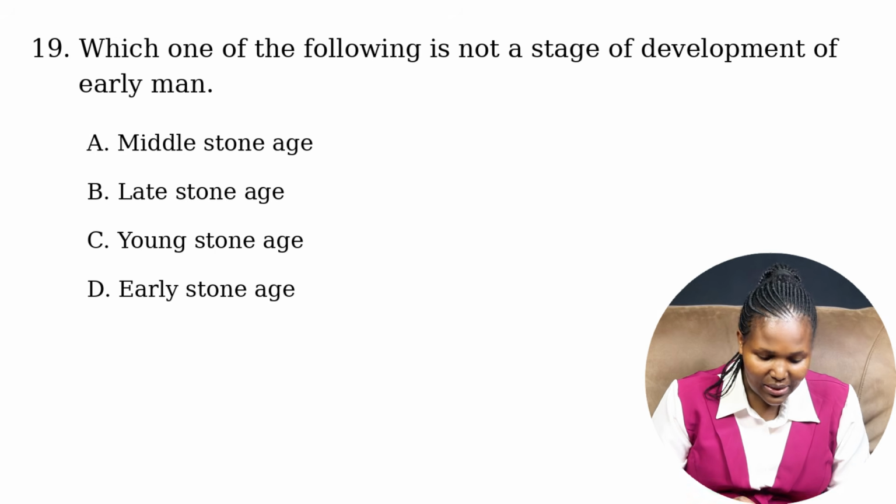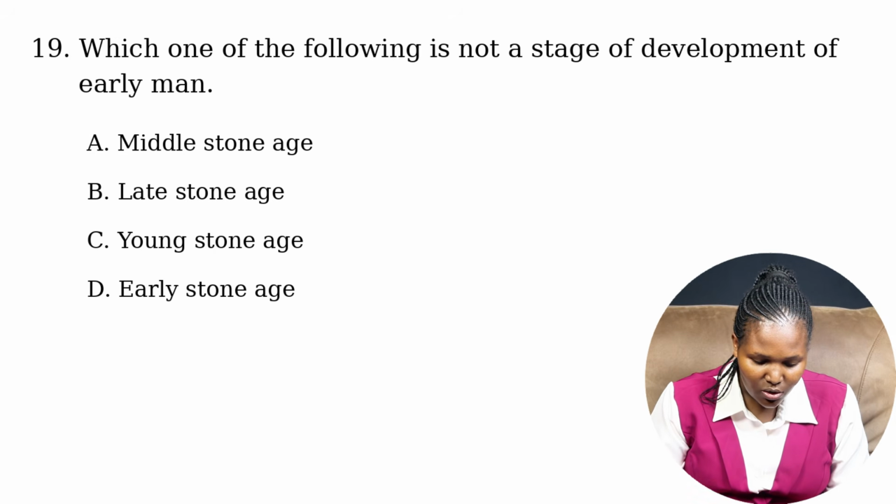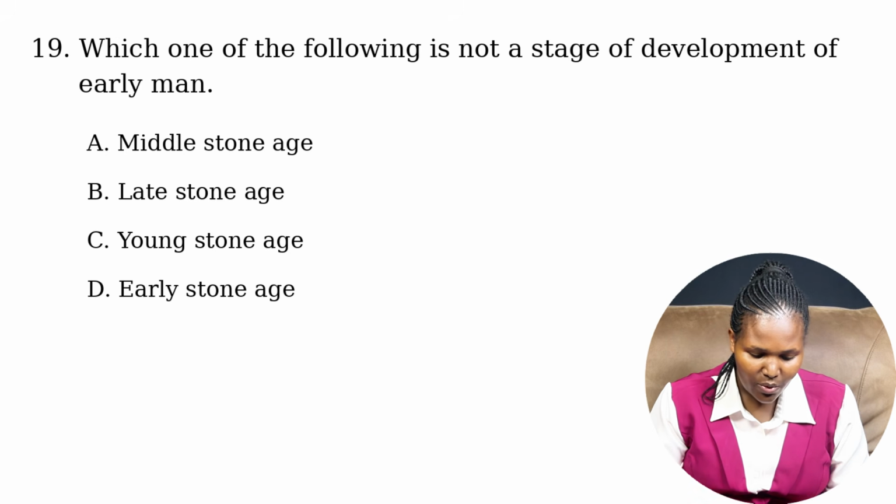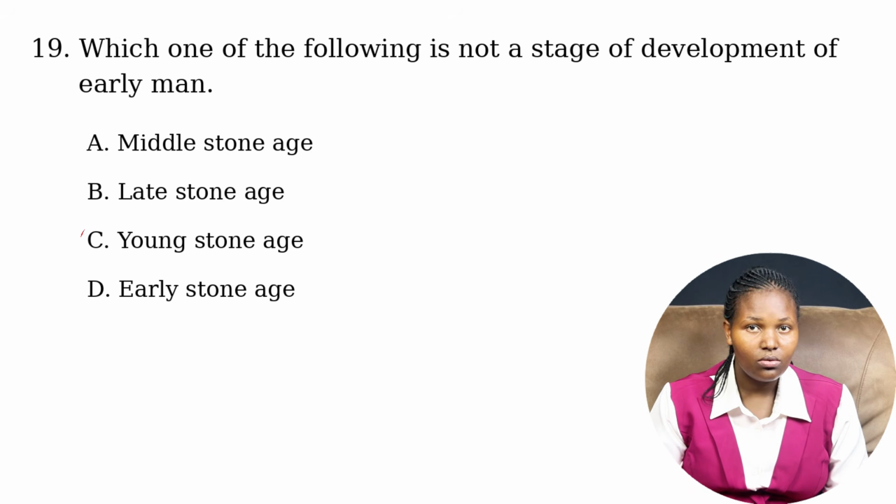Then question number 19. Which one of the following is not a stage of development of early man? And we have the options there. We have A, Middle Stone Age, B, Late Stone Age, C, Young Stone Age, and D, early Stone Age. I have never heard about young Stone Age. You see, the recognized stages are the early, middle, and the late Stone Ages. Therefore, the young Stone Age is the wrong option. Therefore, C is the correct answer.